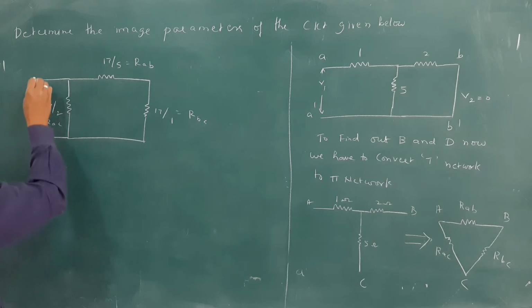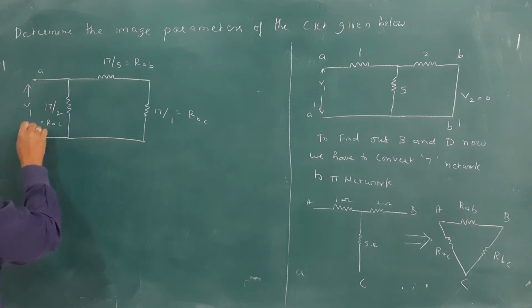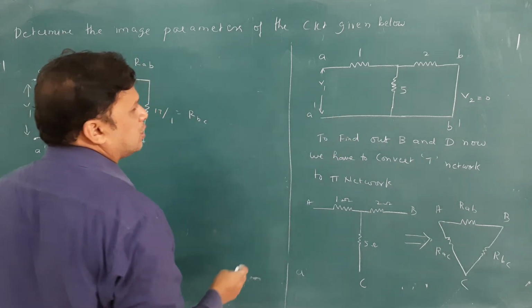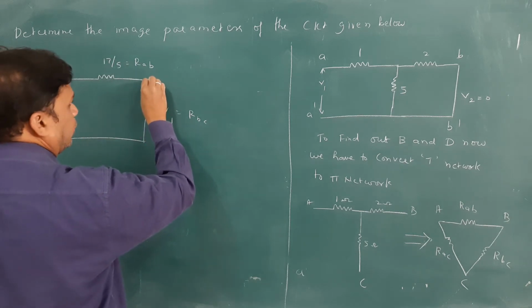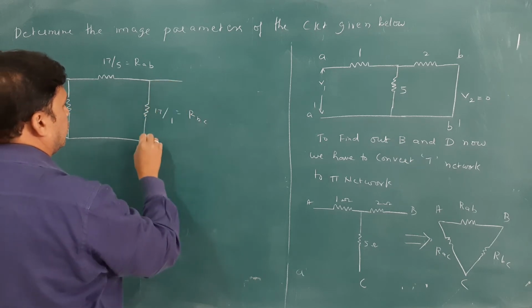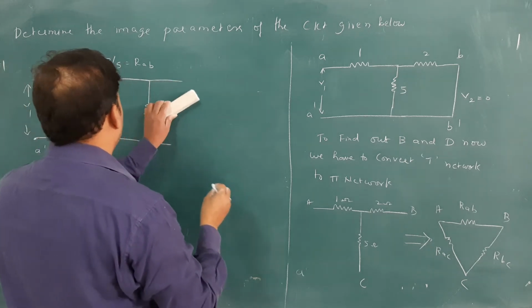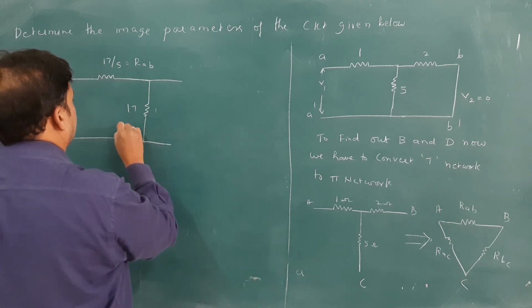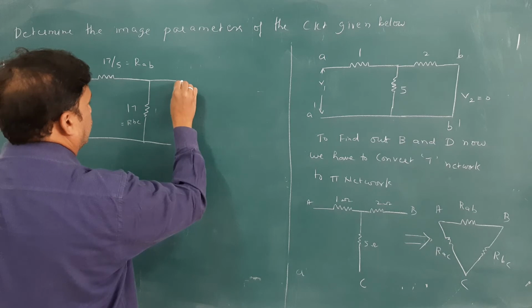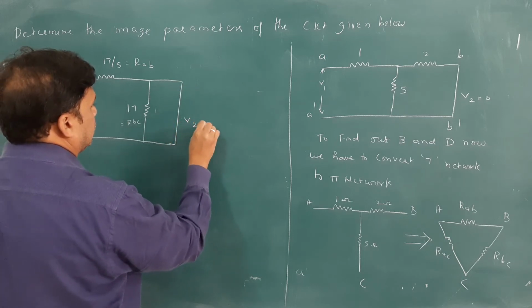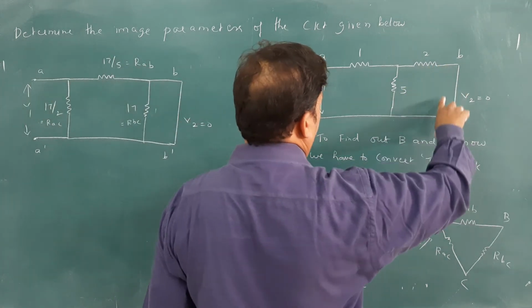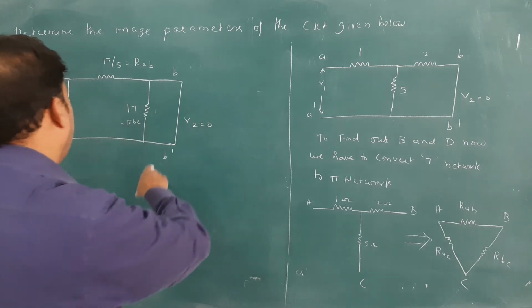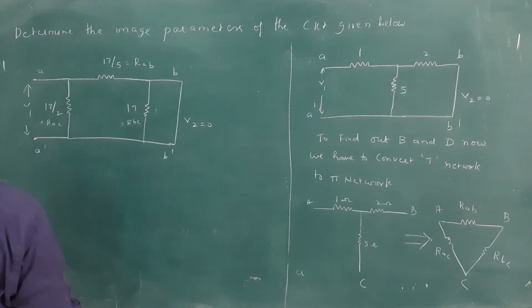This is A dash, B1, and here it is B dash, and V2 is equal to 0. V2 is equal to 0 here. That is equal to RBC, and here we are short circuiting this one. V2 is equal to 0. B dash is short circuited. As what you have done here, the same thing. V2 is equal to 0. Here also short circuited, but T has converted to a pi network now.